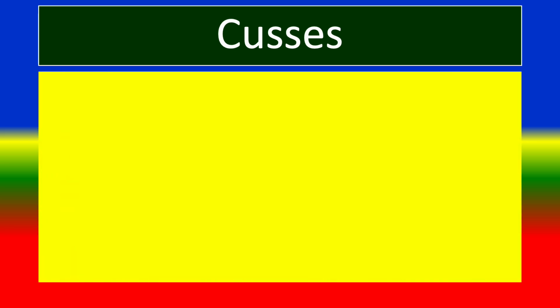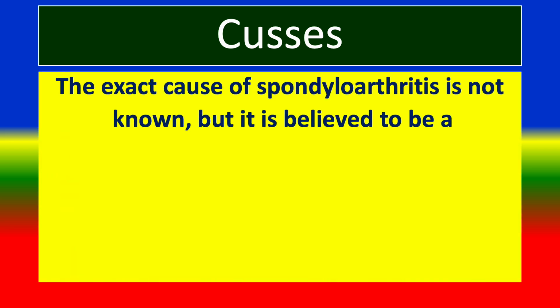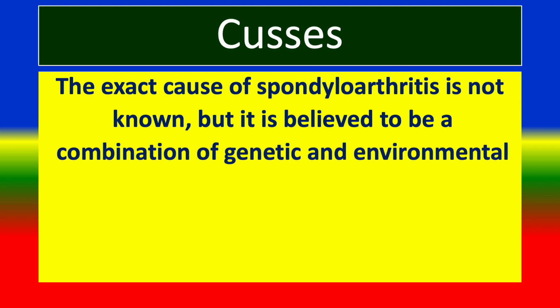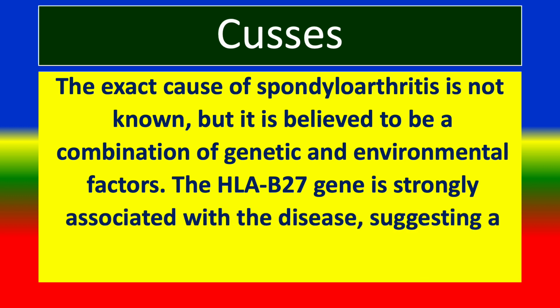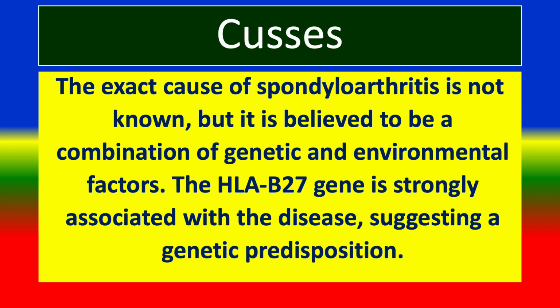Causes. The exact cause of spondyloarthritis is not known, but it is believed to be a combination of genetic and environmental factors. The HLA-B27 gene is strongly associated with the disease, suggesting a genetic predisposition.